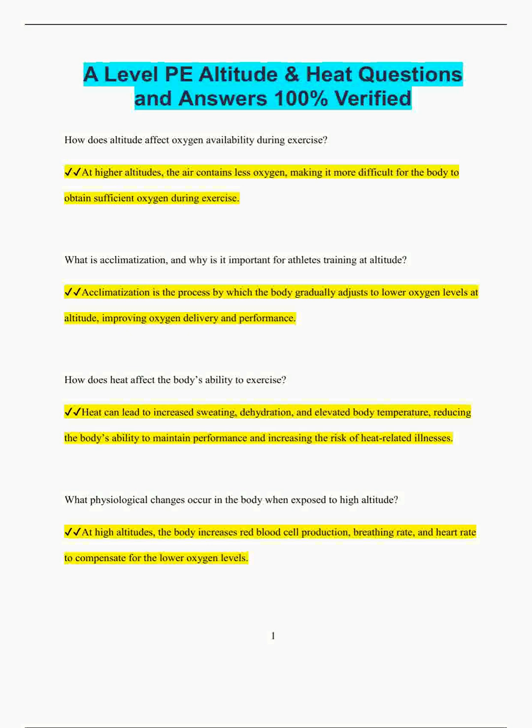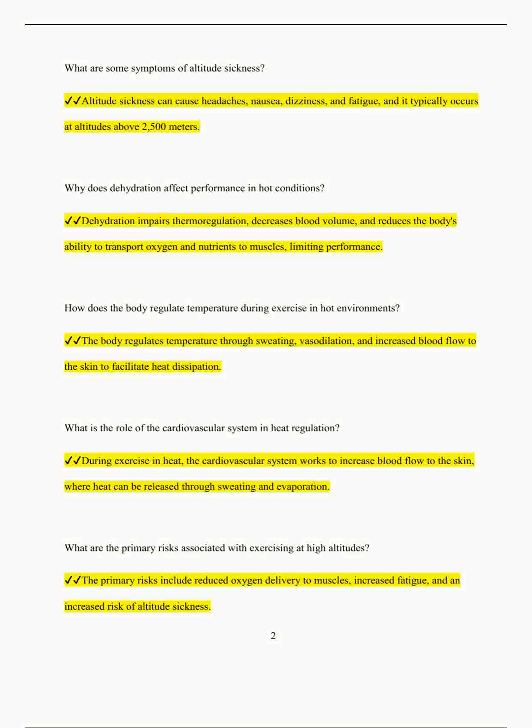What physiological changes occur in the body when exposed to high altitude? At high altitudes, the body increases red blood cell production, breathing rate, and heart rate to compensate for the lower oxygen levels. What are some symptoms of altitude sickness? Altitude sickness can cause headaches, nausea, dizziness, and fatigue, and it typically occurs at altitudes above 2,500 meters.